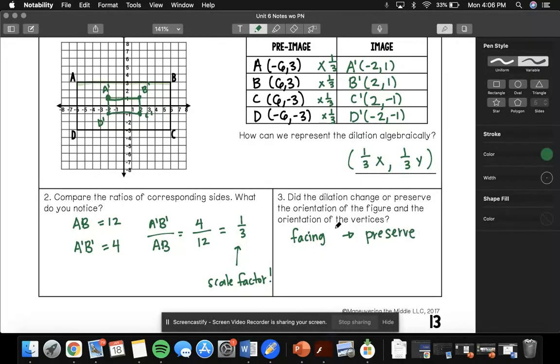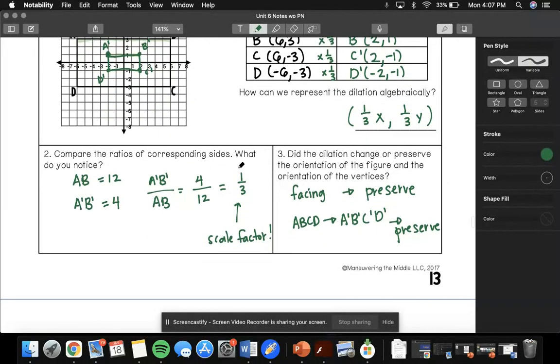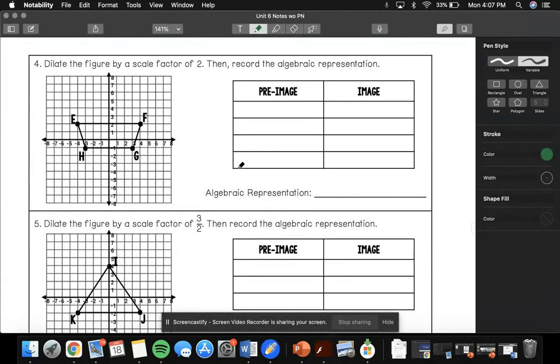Then the orientation of the vertices, which are the order of the points. So if I go in order A, B, C, D, and if I look at the primes, going in the same order, it's also in the same order: A prime, B prime, C prime, D prime. It also preserved the orientation of the vertices. All right. So we're going to do a couple more problems. This one says to dilate it by a scale factor of 2. So we have E, F, G, H.